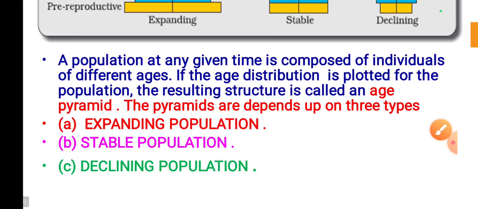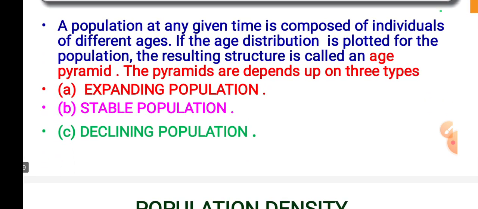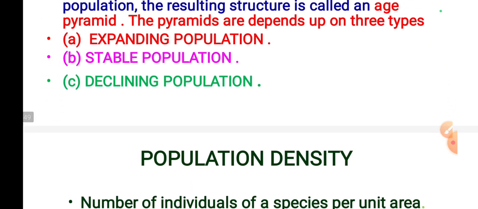A population at any given time is composed of individuals of different ages. If the age distribution is plotted for the population, the resulting structures are called age pyramids. The pyramids depend upon the three types I already told you: expanding population, stable population, declining population.